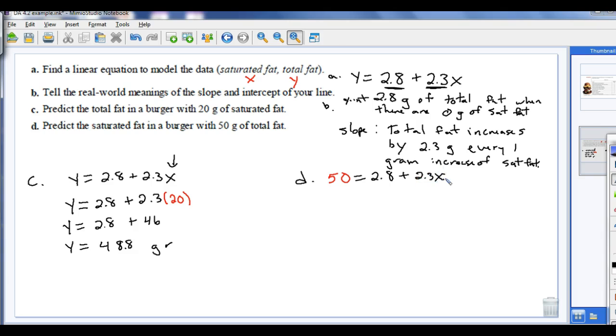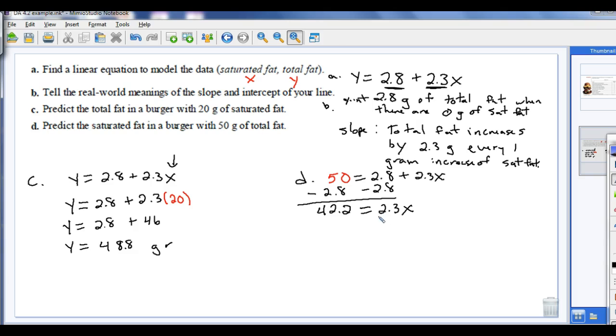Okay, I need to solve for x. All right, so the first thing I'm going to do is undo. Remember if we did that penny lab, we took away the extra pennies first, and then we divided by the number of cups that we had. So we're going to subtract 2.8. I'm going to subtract 2.8. All right, so 50 minus 2 is 48, minus 0.8 is going to be 47.2, and that's going to equal 2.3x.